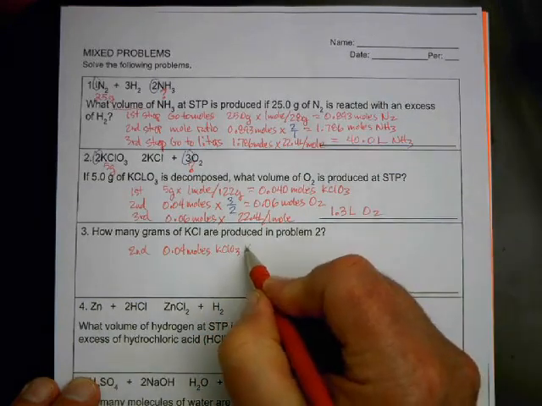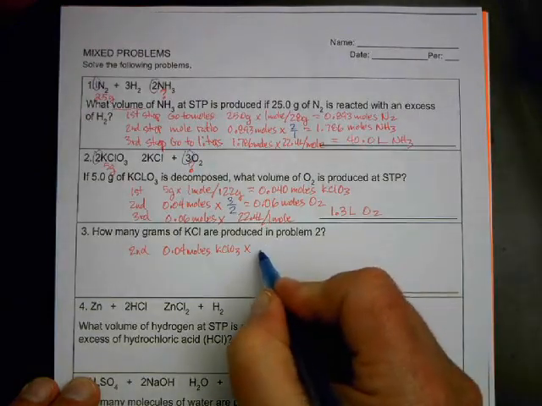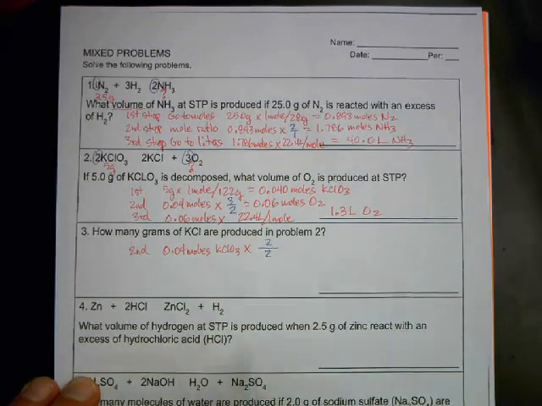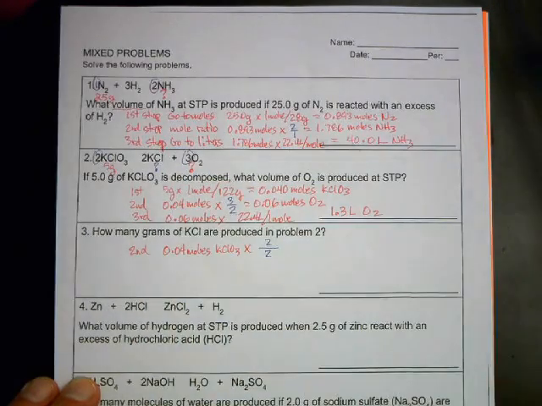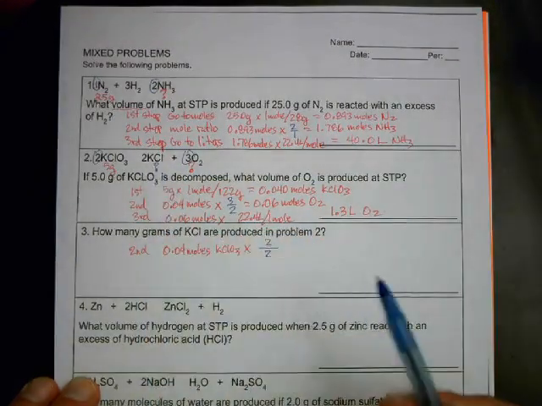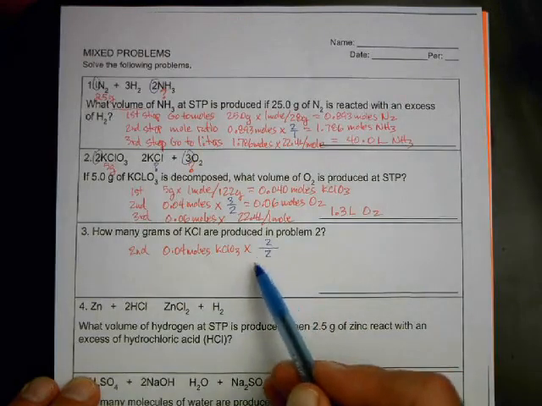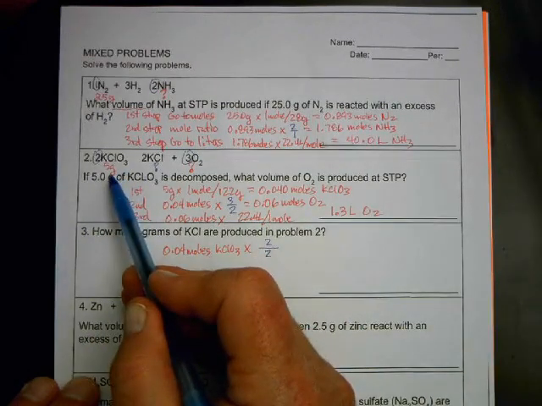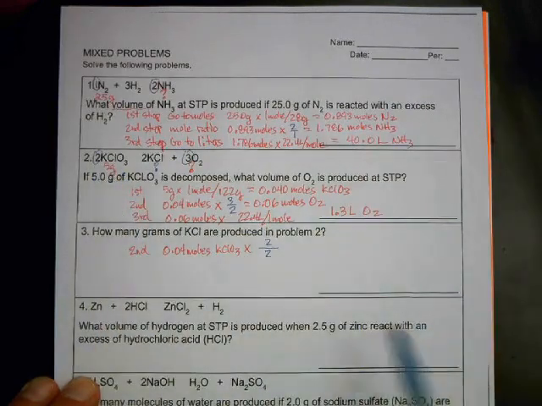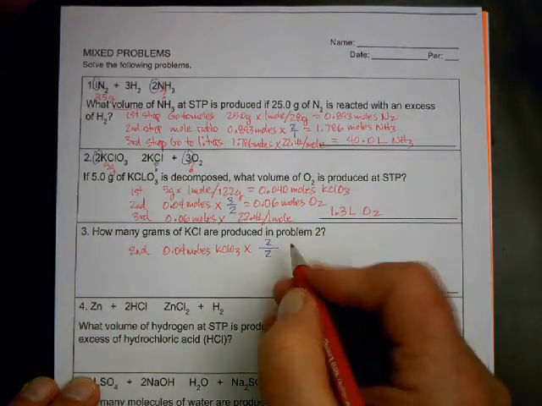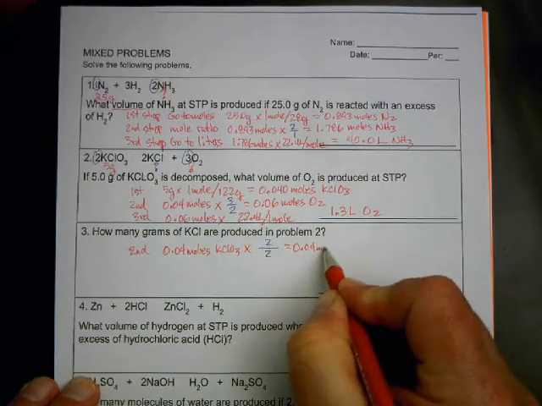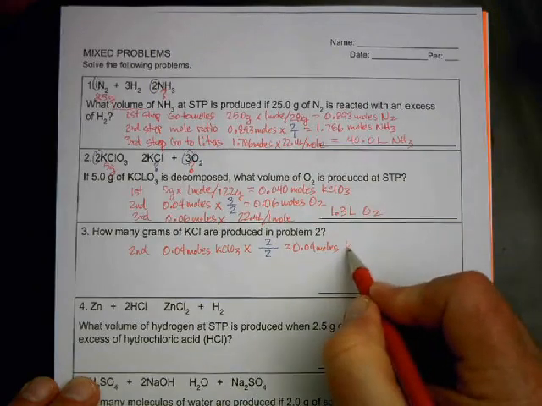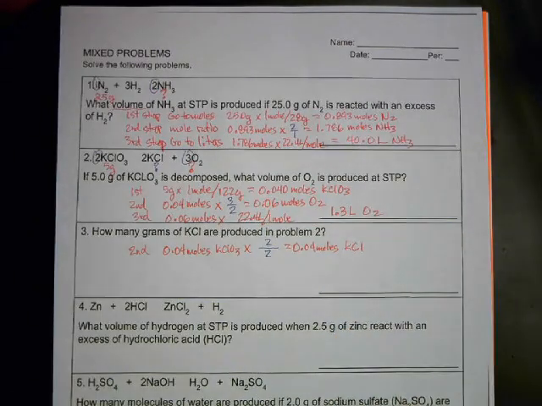Okay, now times my mole ratio. But now my mole ratio is 2/2, because the question mark is now over here. So that has a 2 in front of the KCl, so that's why it's a 2 on top. The only thing I knew to begin the problem was the KClO3. That had a 2 in front, so that's 2/2. And of course, 2/2 is just 1. And so I'm going to end up with 0.04 moles of KCl.